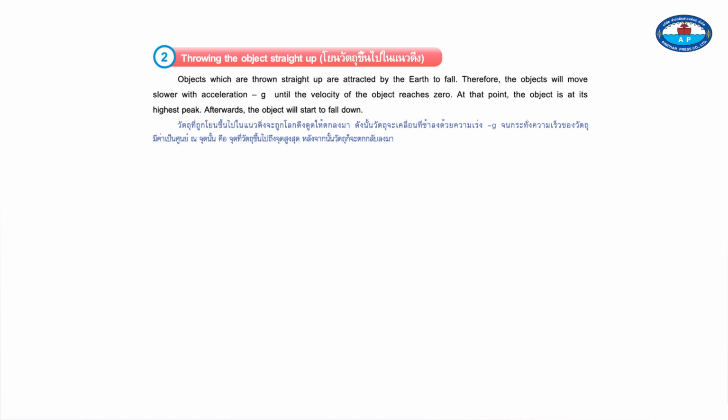2. Throwing the object straight up. Objects which are thrown straight up are attracted by the earth to fall. Therefore, the objects will move slower with acceleration, minus g, until the velocity of the object reaches 0. At that point, the object is at its highest peak. Afterwards, the object will start to fall down.